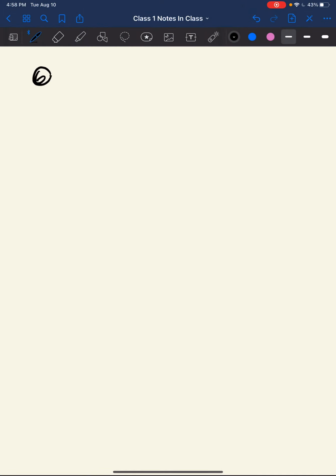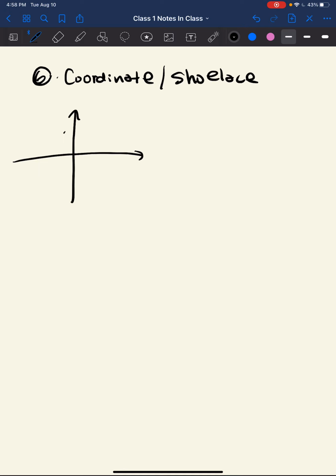And our last way, coordinate or shoelace. This is just a really interesting method of how to solve a triangle in a coordinate. And unfortunately, I don't have a really nice proof for it. So, yeah. If we have a triangle, and this triangle has coordinates (-2, 4), (4, 3), and (-4, -3), we can find the area of a triangle like this.